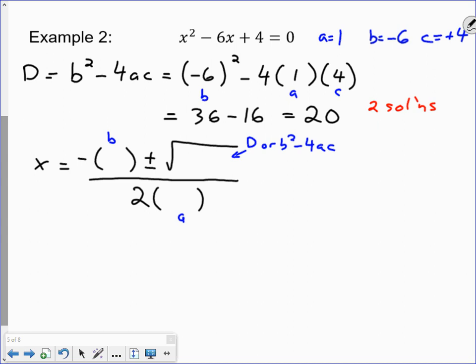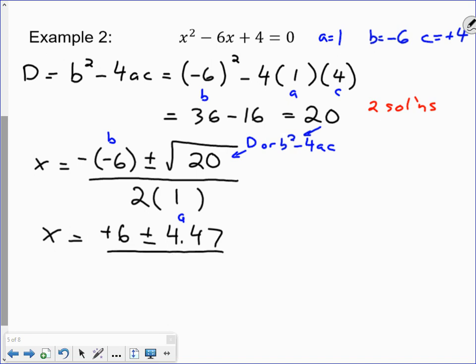So our b value is negative 6. Our value for b squared minus 4ac, or d, was 20, because we just calculated it right here. And our a value was 1 again. So we can proceed as we did before. Start to simplify. Negative 6 is going to be positive 6, plus or minus the square root of 20, I'm just going to put this into my calculator and get 4.47. Okay, 2 decimal places is fine. And all of this is going to be divided by 2.